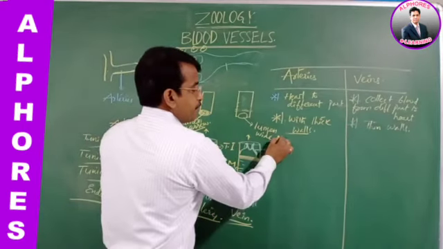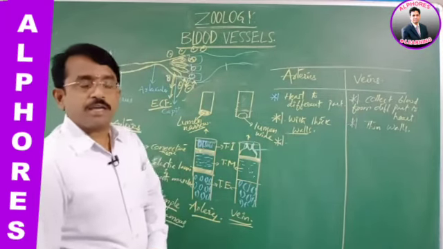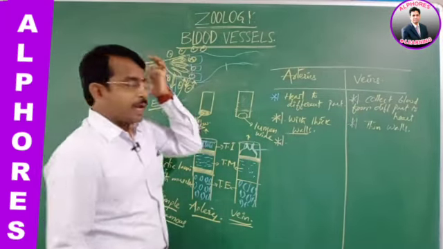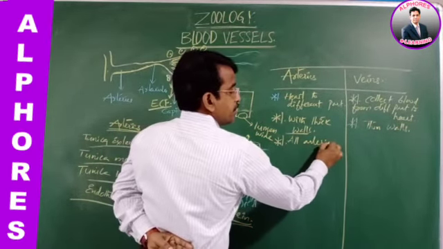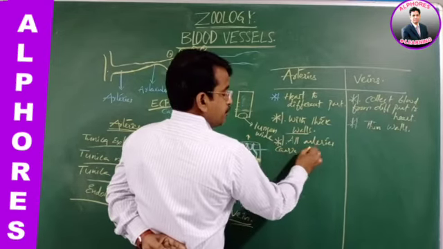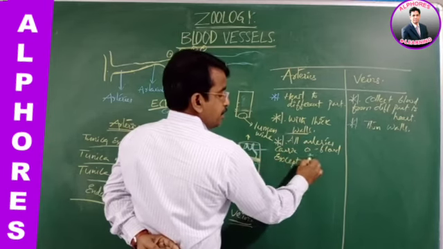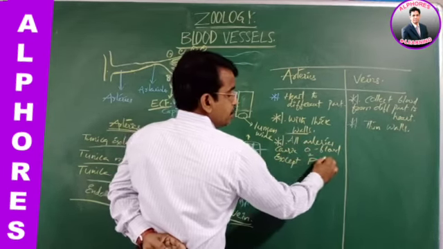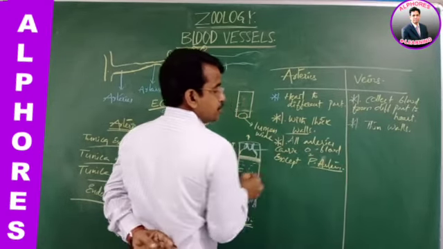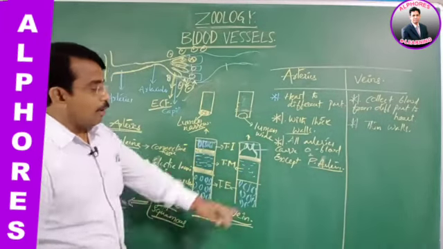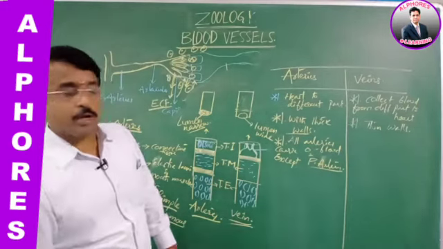Next, apart from that, all arteries carry oxygenated blood, except the pulmonary trunk or pulmonary artery. This is the point to remember. All the arteries are carrying oxygenated blood except the pulmonary artery.